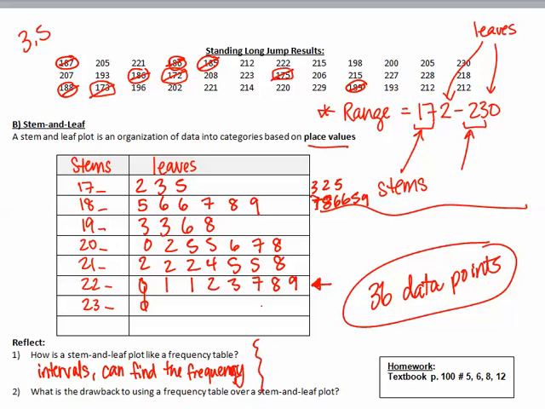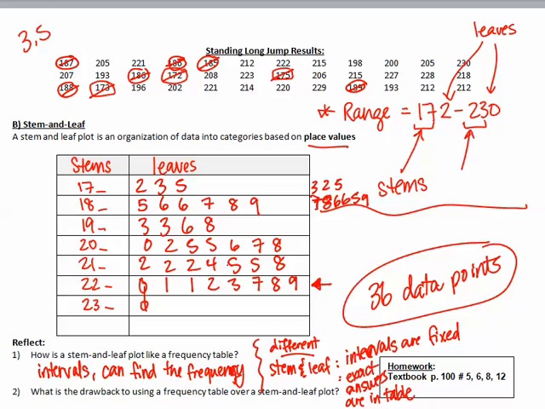Now, what's different is that in a stem and leaf plot, the intervals are fixed. They have to go according to place values. That means that 170 somethings must be an interval. I cannot choose my intervals based on 171 to 180 like we did in the frequency table. In this case, the intervals are fixed. The benefit, though, of that is I'm able to determine the exact answers. Exact answers or data points are in the table.